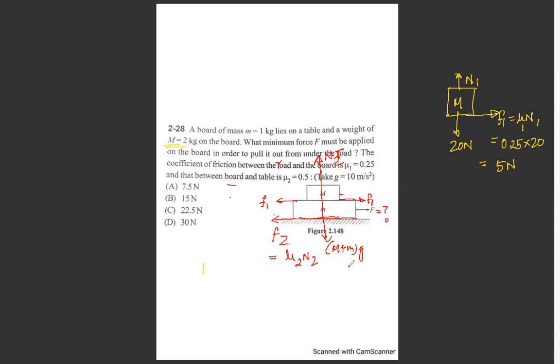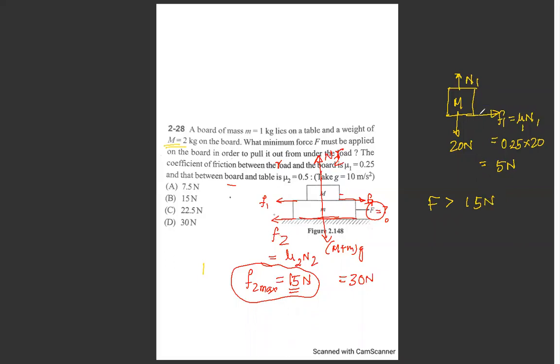So here M plus m is 3 kg, and 3 into 10 is 30 Newton. So 30 into 0.5 is equal to 15 Newton. This is the limiting value of the second friction, the bottom block's friction, right? That is 15 Newton. So the applied force F needs to be definitely greater than 15 Newton for the system to go. So we should write F must be greater than 15 Newton so that both the blocks will start to move.